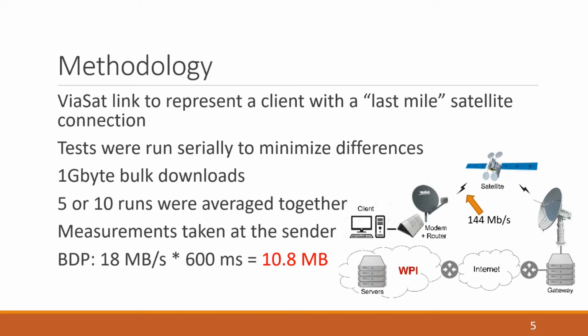Our Viasat plan allows for about 144 megabits per second of download with a 600 millisecond round trip time, and that makes the BDP about 10.8 megabytes. All machines in our testbed were running Linux kernel version 4.15.0, and the performance-enhancing proxy that Viasat deploys by default was disabled for all trials.